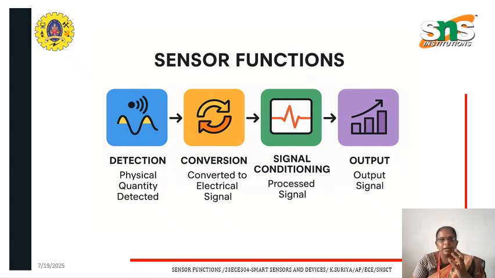Next one is signal conditioning. It improves the sensor output for further use. Some of them include amplification, that is making the weak signals stronger, then filtering, where it removes the noise, and then linearization, where it corrects the nonlinear sensor responses. And finally is the output, where it sends the processed signal to a display, controller, or data acquisition system. Some of the outputs are analog and digital. Analog is a continuous voltage or current and digital is a discrete on-off or binary data.